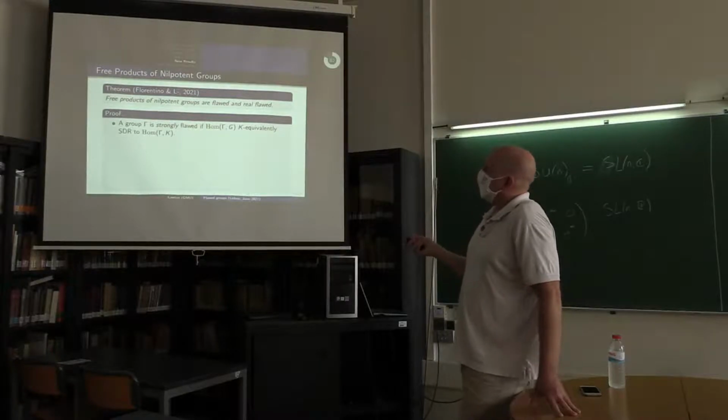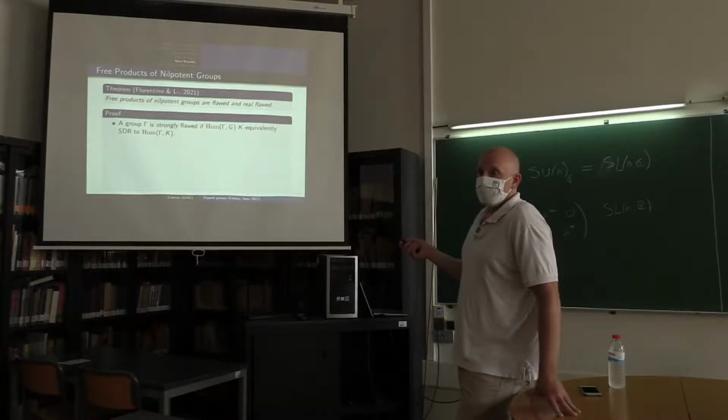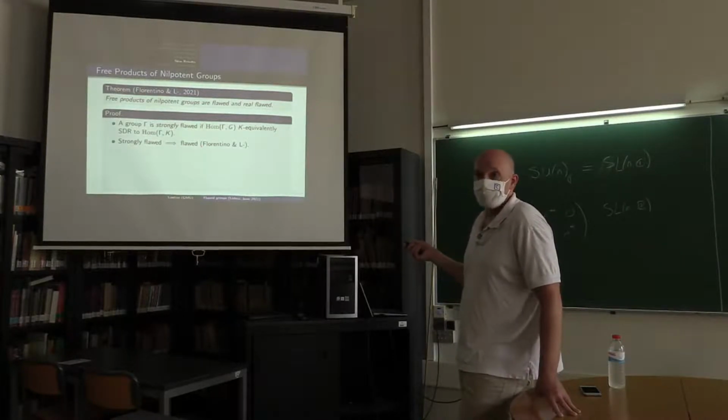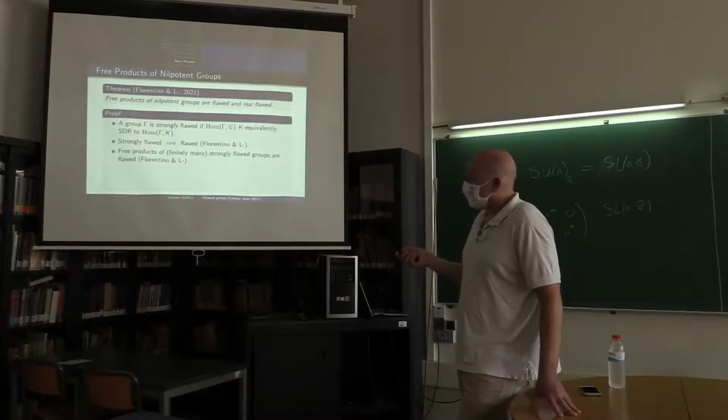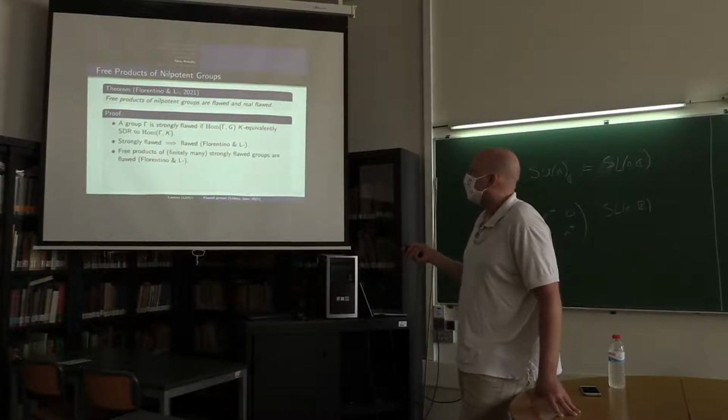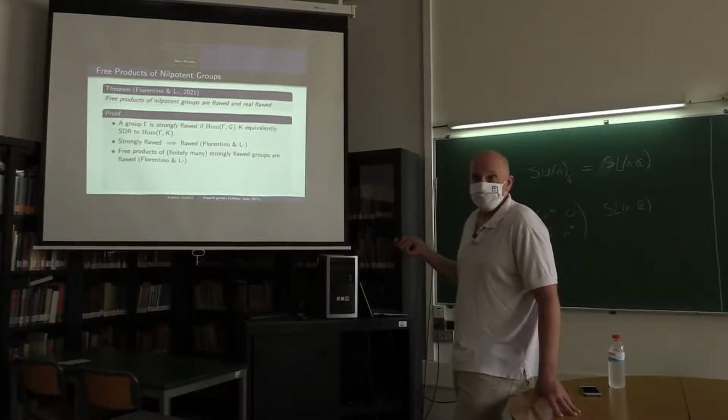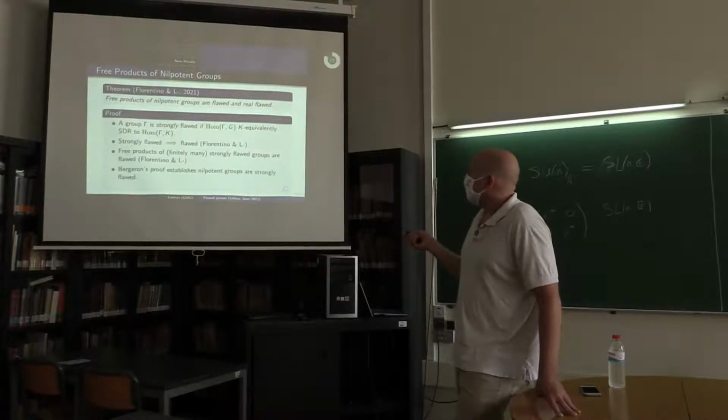And so the property that you have a K-equivariant deformation retraction from the Hom spaces, we're going to say that's strongly flawed. Okay? And in general, we proved strongly flawed implies flawed. And we also prove, in general, it doesn't matter what gamma is, free products of finitely many strongly flawed groups are flawed. Okay? So now we put that together with Bergeron's theorem.